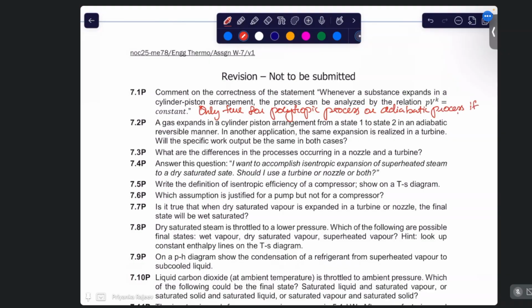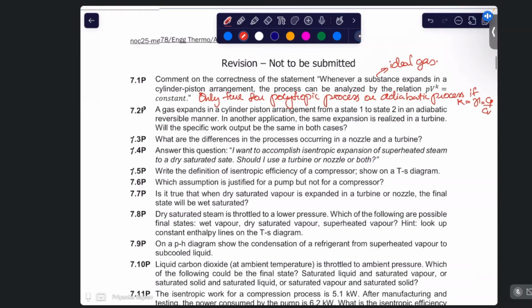K equal to gamma equal to Cp by Cv. Okay, this is specific to ideal gas. So the substance should be an ideal gas, and then an adiabatic, reversible, or polytropic process. Not all substances that are expanded in a cylinder piston arrangement can use this correlation.